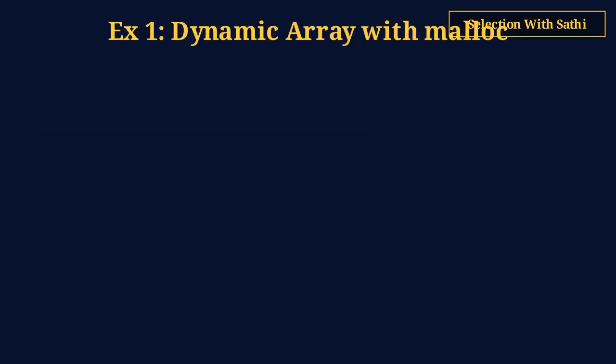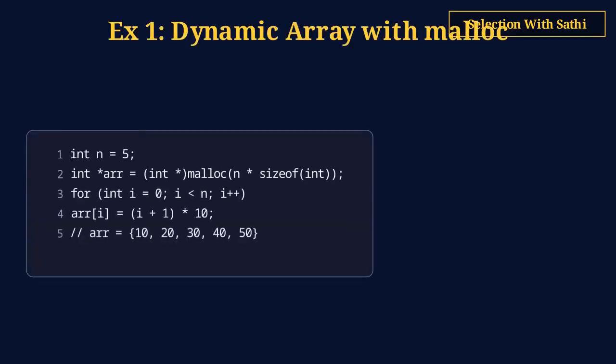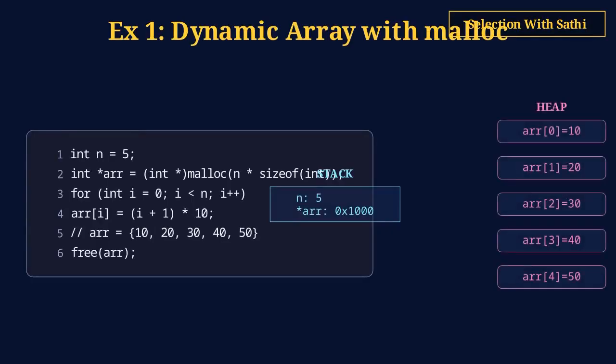First example: dynamic array with malloc. We want to allocate an integer array of size n at runtime. We write int *ar = (int *)malloc(n * sizeof(int)). Then we check if ar equals null, print allocation failed and exit. We fill the array using a for loop.